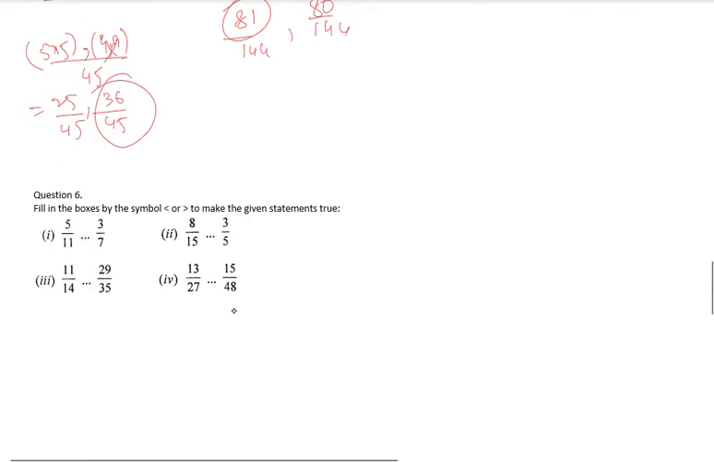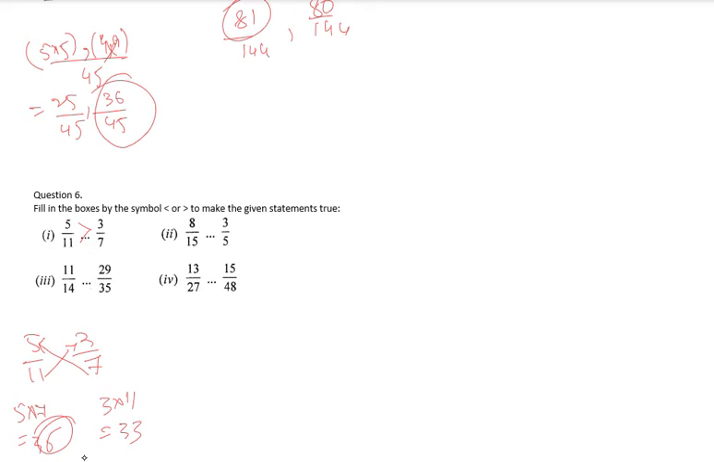Coming to the next question, again you have to compare. Now while comparing, the easiest way, as I told you, 5 by 11 and 3 by 7, so I can do this cross multiply and see which is bigger number. 5 into 7, which is equal to 35, and 3 into 11, which is equal to 33. So 35 is greater, so greater number. Similarly, 8 fives are 40 and 15 threes are 45, so 40 is smaller, so lesser than symbol.